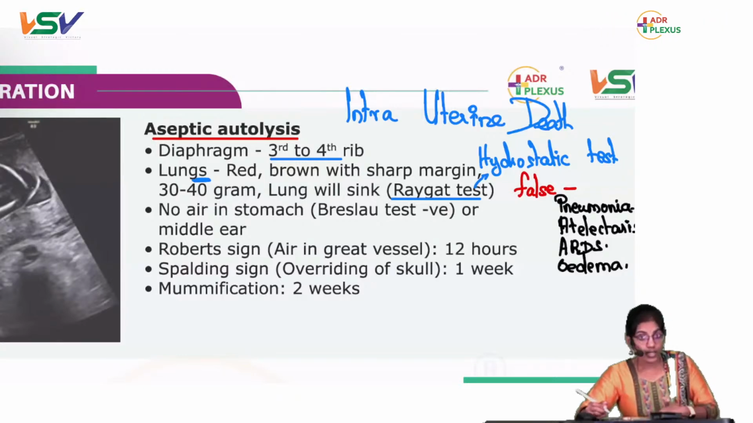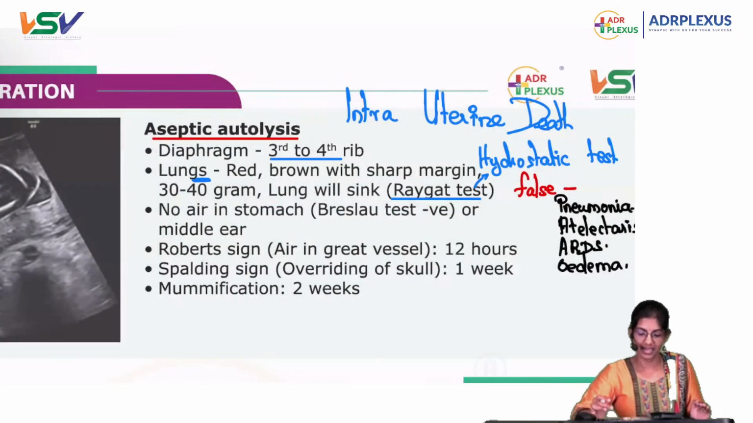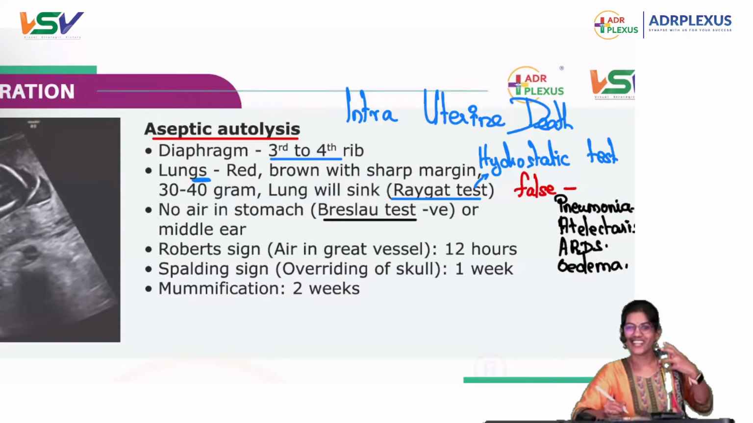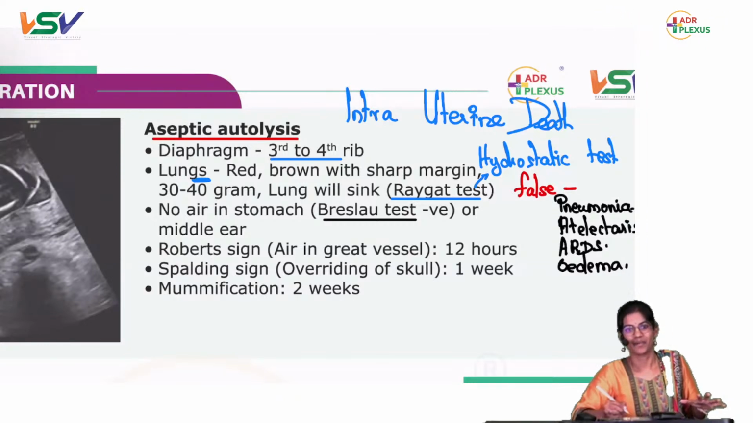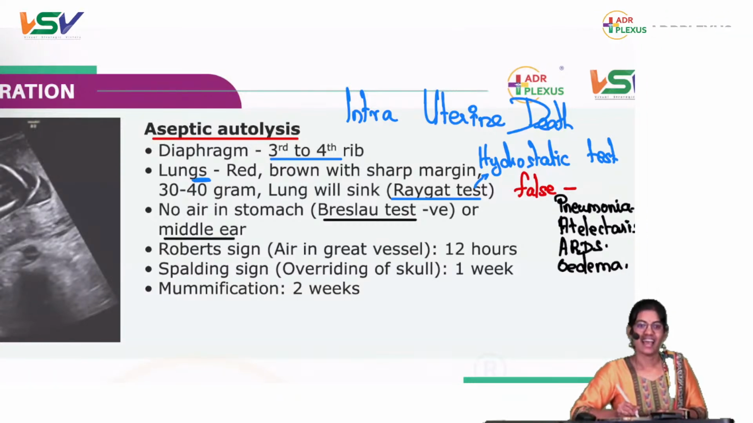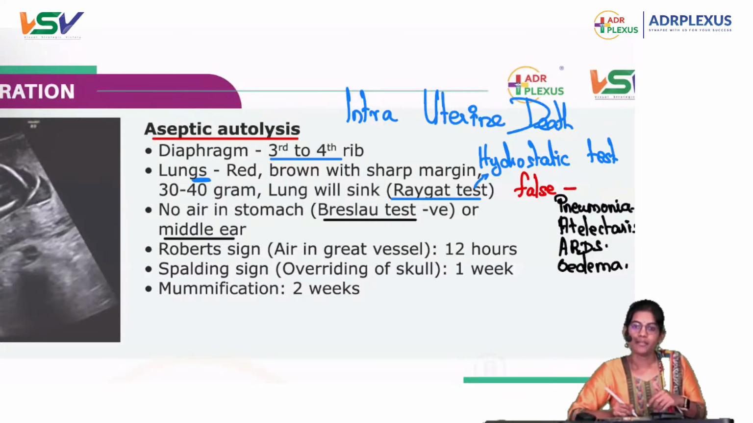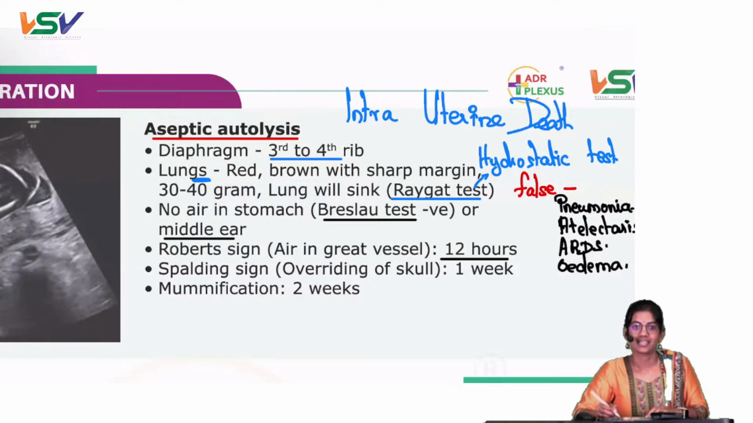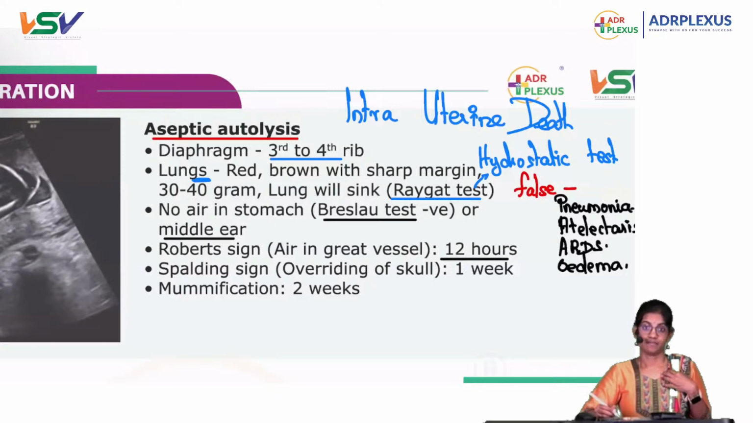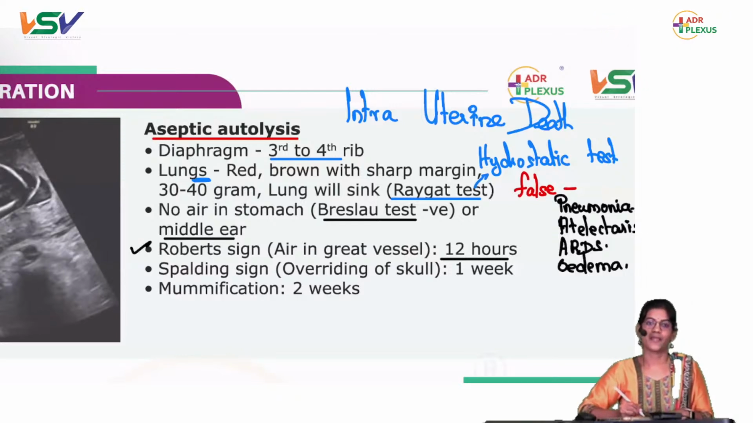Then, when you look at the abdomen, there is no air in the stomach. That is Bruslow's second life test, or Bruslow's test. Middle ear, when the child cries, will contain air, right? That will also not be there. The middle ear is also not containing air. Apart from it, as time passes, around half a day, that is 12 hours, air is there in the great vessel. Decomposition gas is forming in the great vessel. This is called Robert's sign.